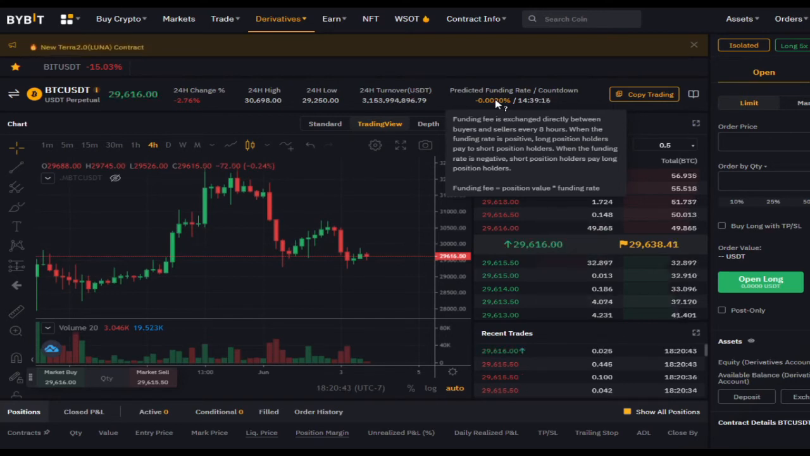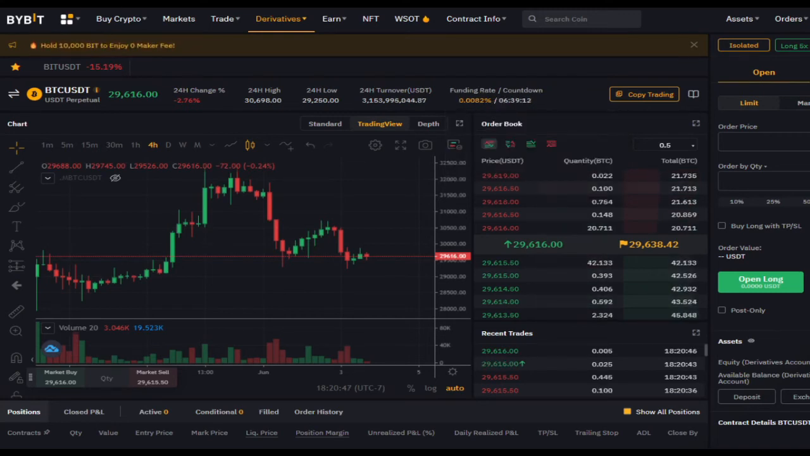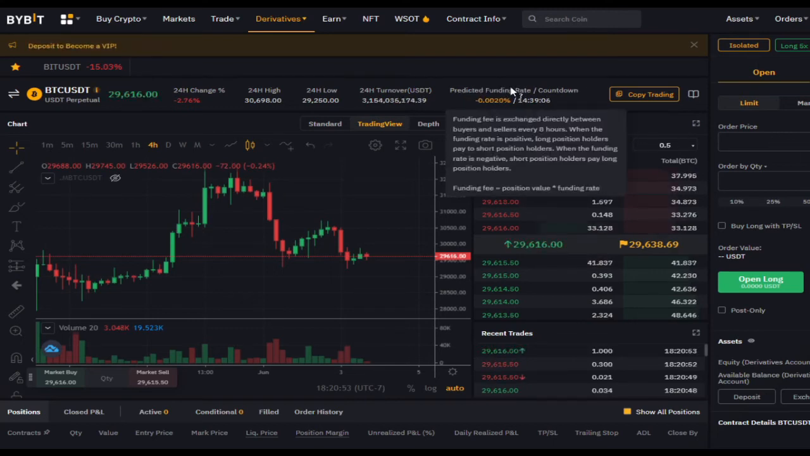It's exchanged between the buyer and seller every 8 hours. So you'll have that countdown right there. It's 6 hours and 39 minutes left. At the end of that, you would take your position value and multiply it by the funding rate. Or you're not going to do it, but the platform's going to do it, and then pay out the funding fee. As I was saying, when the funding rate is positive, the longs are paying the shorts, and when the funding rate is negative, the shorts are paying the longs.